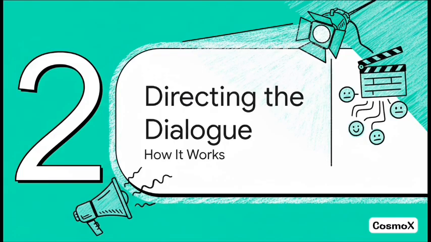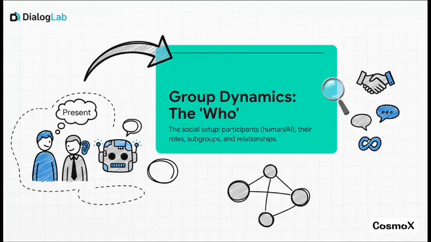Okay, so how does this thing actually work? The best way to wrap your head around it is to imagine you're a director staging a scene. This framework literally gives you, the creator, director-level control over every single element of the conversation, from who's in the scene to how the dialogue actually flows. First up, you gotta set the stage. Dialab calls this group dynamics, and it's all about the who. You decide who the participants are. Are they human? Are they AI? What roles do they have?